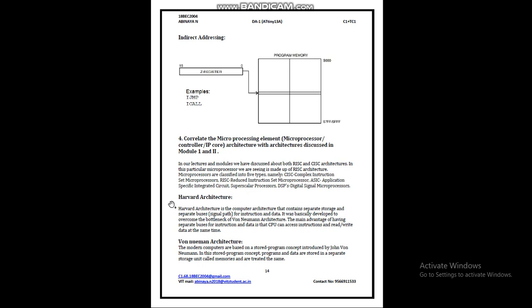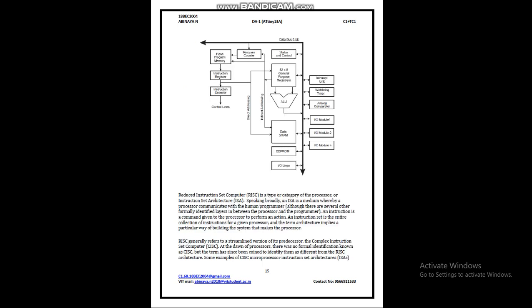The Harvard architecture that we have discussed is a computer architecture that contains separate storage and separate buses, like a separate path for instruction and data. The other architecture we have discussed is that modern computers are based on a stored program concept introduced by John von Neumann. This is the von Neumann architecture. In this stored program concept, programs and data are stored in a storage unit called memory, and they are treated the same. You can see this is the block diagram of the architecture.